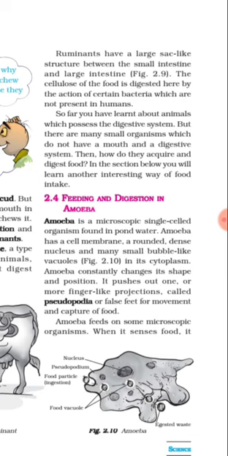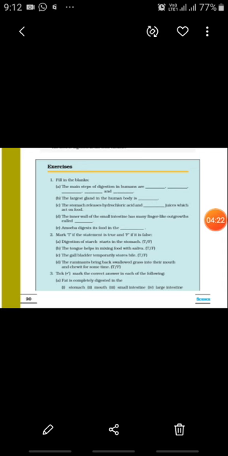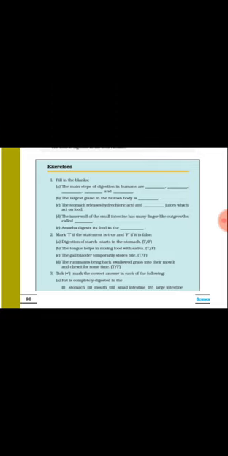Now let us discuss the short questions inside the exercise. Come to exercise number 1. Fill in the blanks. The main steps in nutrition in humans are blank, blank, blank, blank and blank. We have discussed this during the discussion of digestion in humans. So the answer is: the main steps of nutrition in humans are ingestion, digestion, absorption, assimilation and egestion.